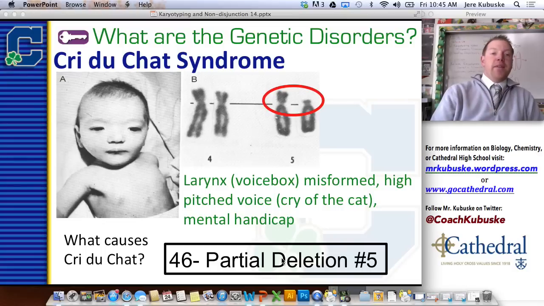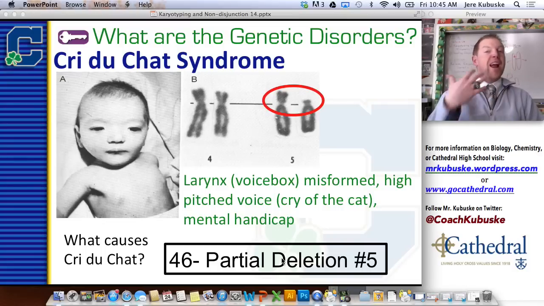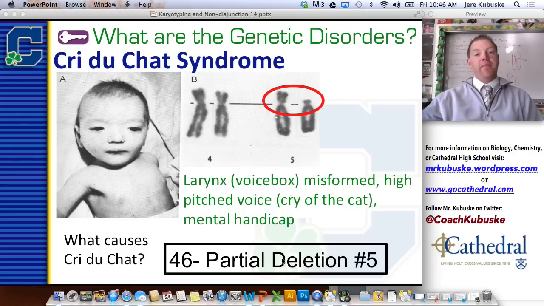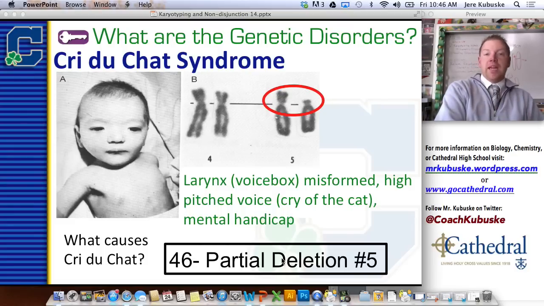It's called cry of the cat because people with cri du chat have very high-pitched voices. I actually know someone with cri du chat. And again, it's very distinct. You can really tell that this voice and this larynx is deformed because it's such a high-pitched voice, and that's where the phrase cry of the cat comes from. There are mental handicaps associated with cri du chat as well.